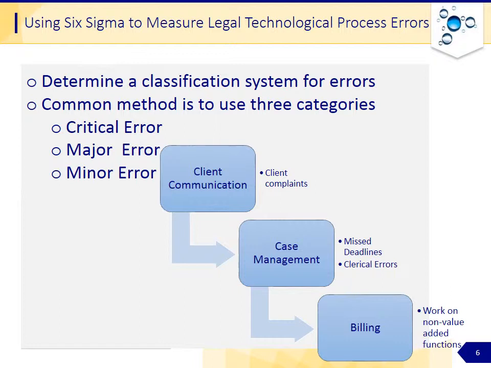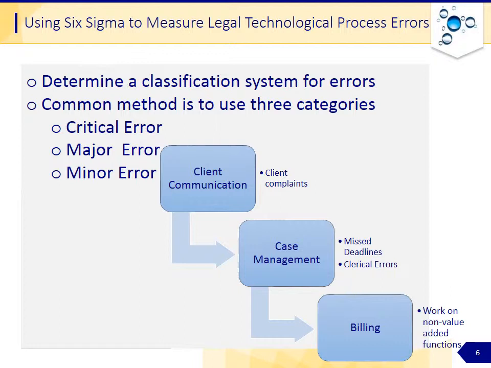This is an example of a common method, which is to use three categories: critical errors, major errors, and minor errors. Classify errors within those particular categories. You start off with something being critical, then major and minor, so it's categorized by the severity of it. And then client communication. These are some examples of errors and how to classify them. Within client communication, an error can be client complaints.